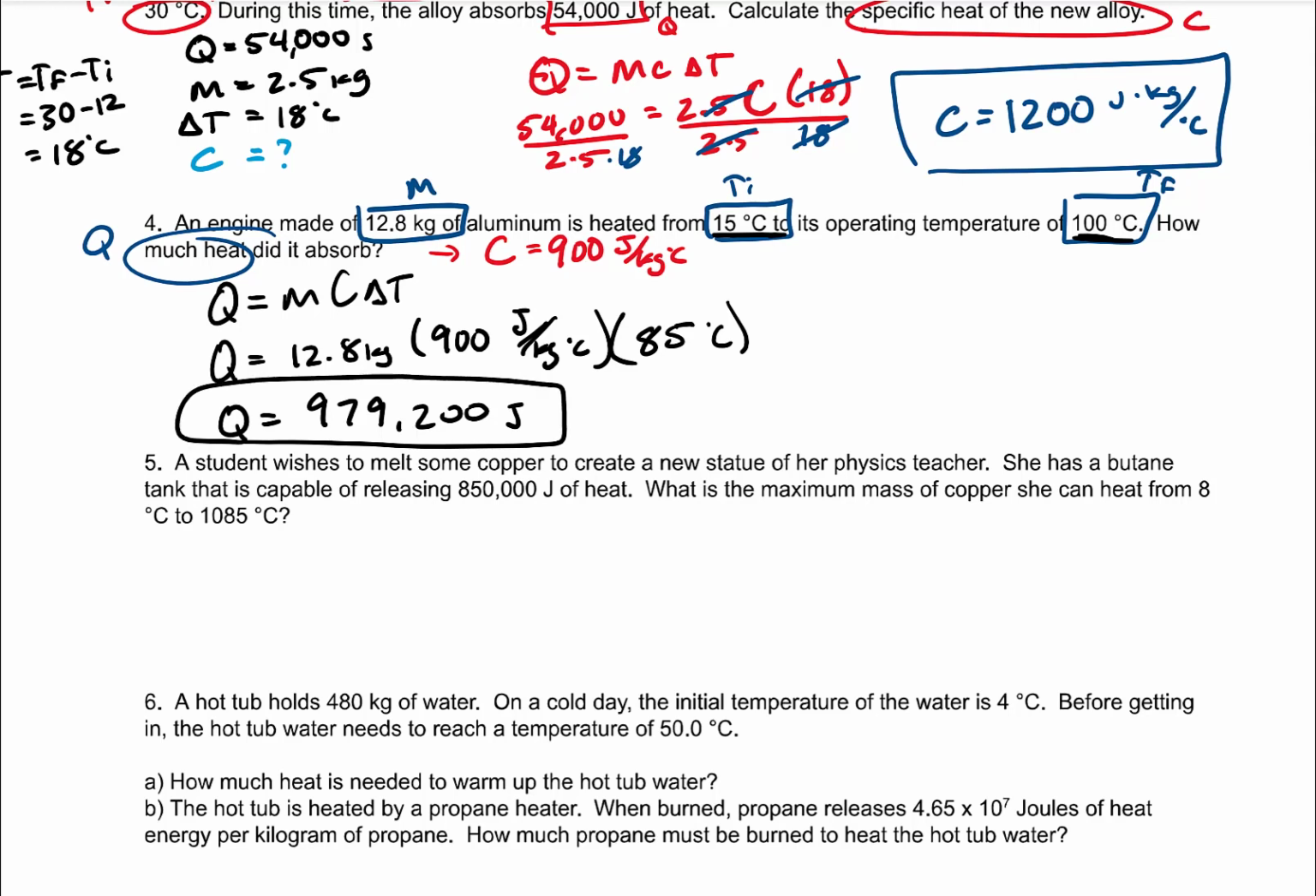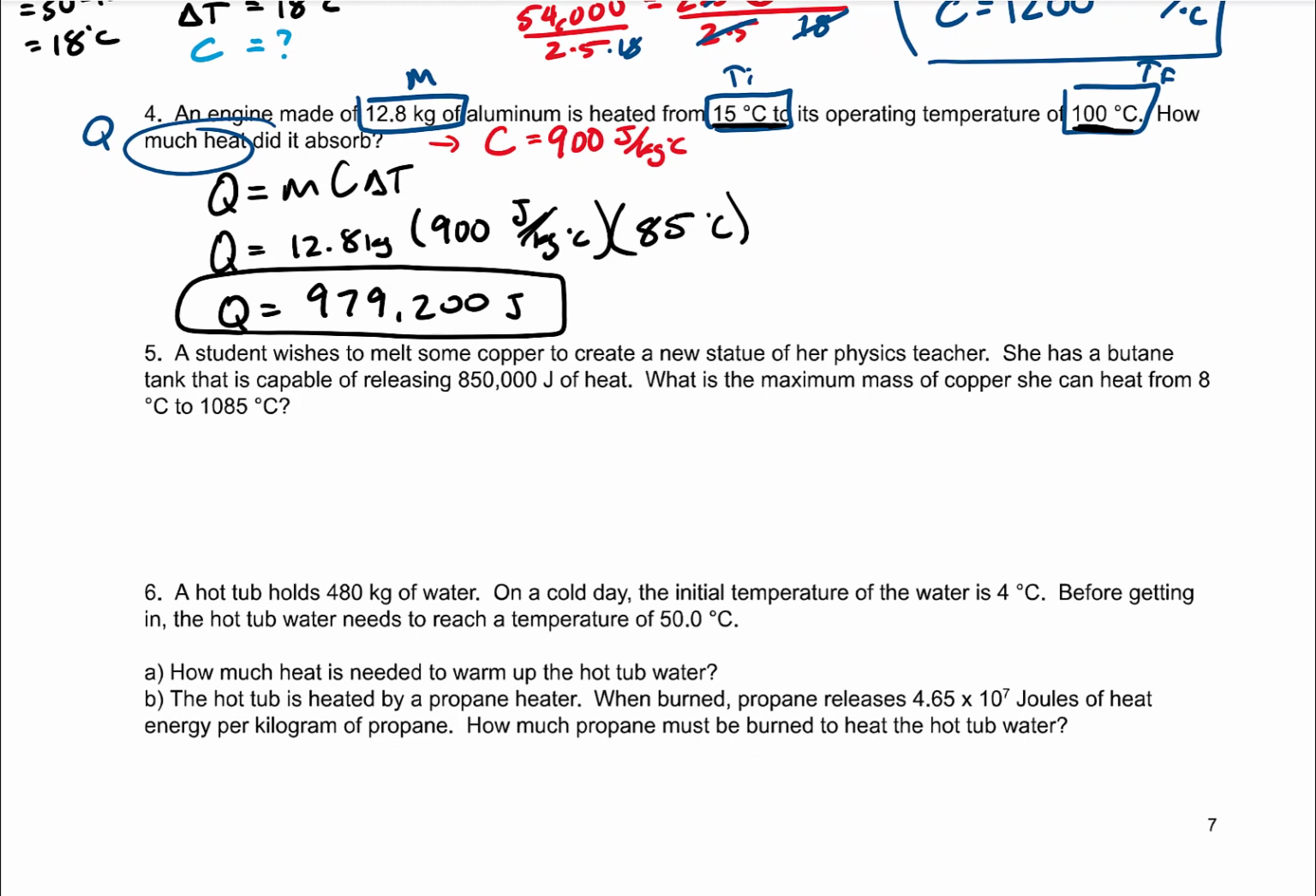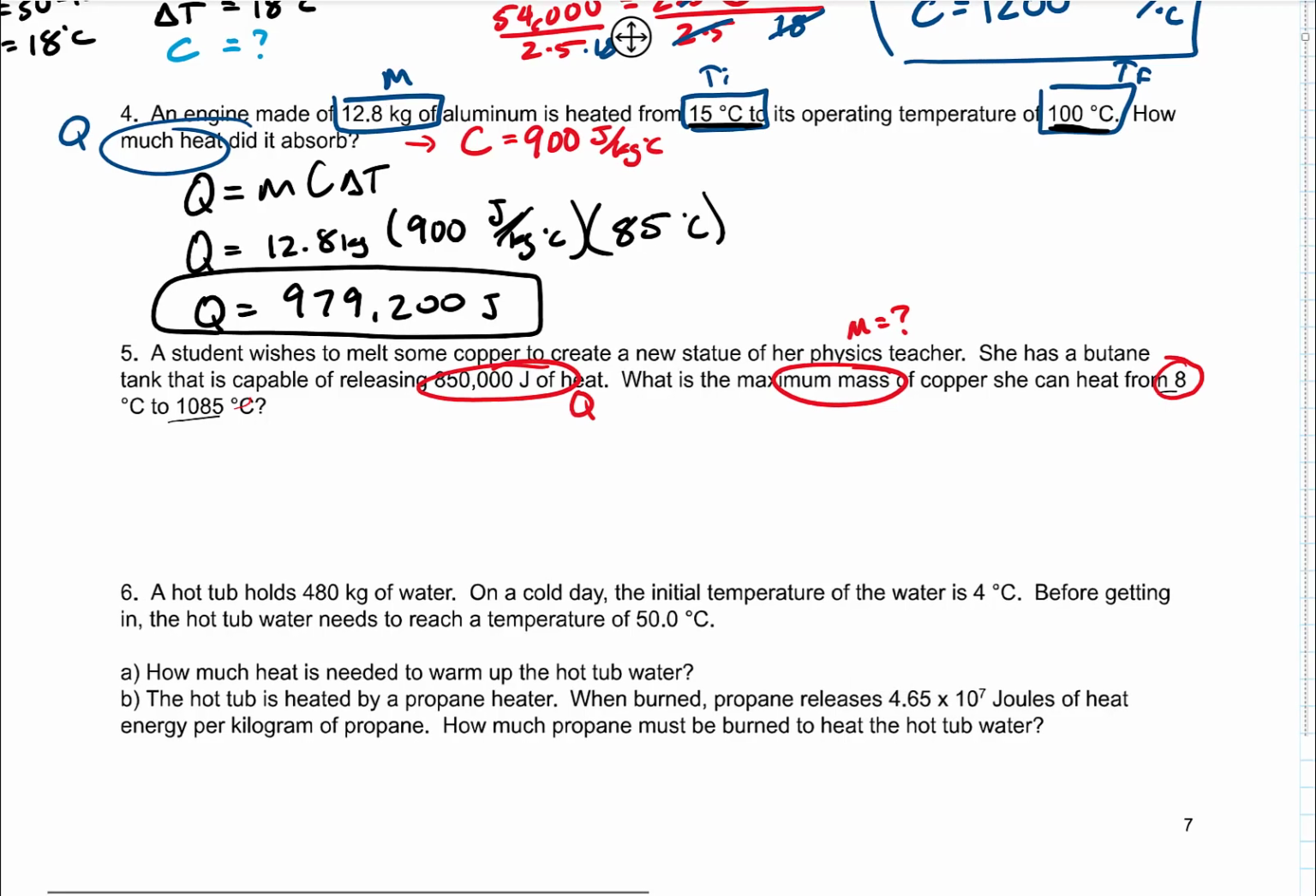A student wishes to melt some copper to create a new statue of her physics teacher, which is very nice. She has a butane tank that's capable of releasing a whole bunch of joules of heat. What's the maximum mass of copper she can heat from 8 degrees to 1,085? So this is how much heat we have. That's our Q. We are looking for the mass, so mass is unknown.